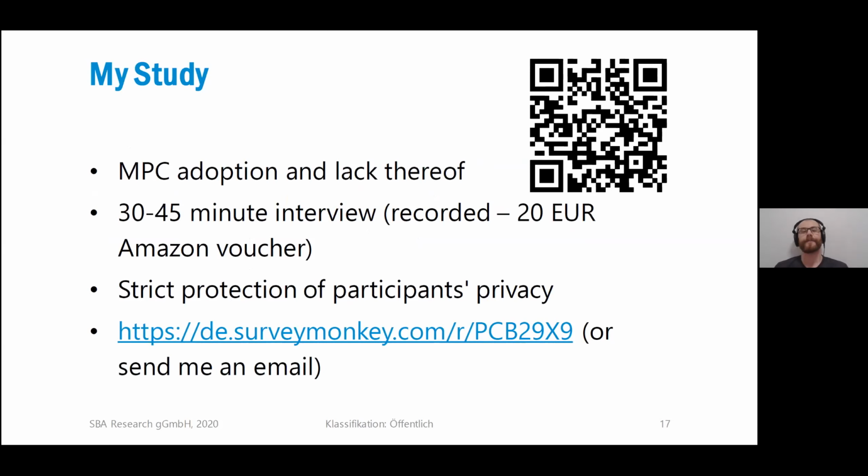Because I'm a researcher, I'm doing a study on the adoption of MPC, or probably why there is no adoption. It's a 30 to 45 minute interview, which will be recorded, but the recording is only for transcribing the interview for data analysis. Of course, we follow the GDPR absolutely, with strict protection of participants' privacy. I'm personally very passionate about privacy, so I really care about doing everything by the books.